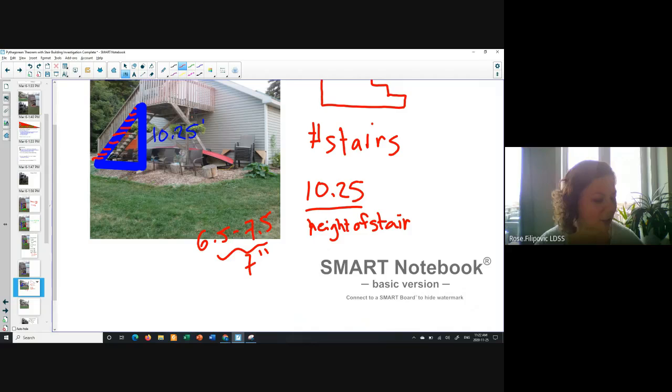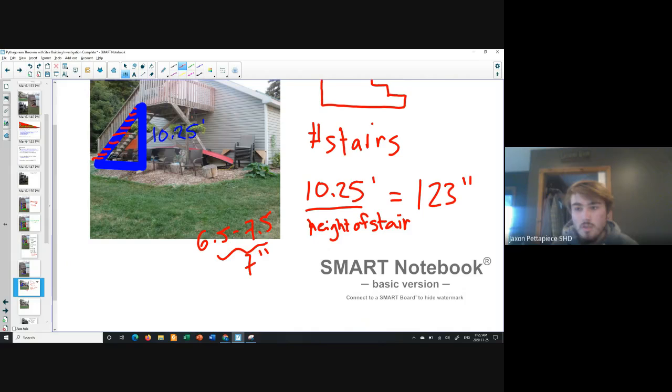They did this work for me. They took the 10 and multiplied it by 12. And then 0.25 of a foot is 3 inches, so they added 3 inches to it. So this 10.25 feet is actually 123 inches.